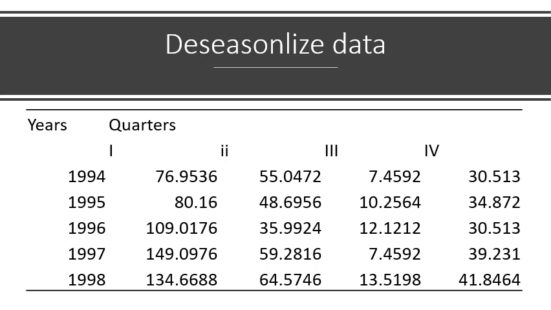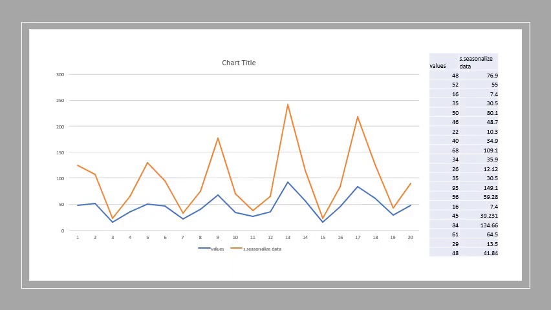I also plotted the two series on the graph to see a visual picture: original value and deseasonalized data. Now the legend here indicates that the blue line is the original data, and the orange line is the deseasonalized data. Now you can see that there is a lot of variation in the original data compared to the deseasonalized data.